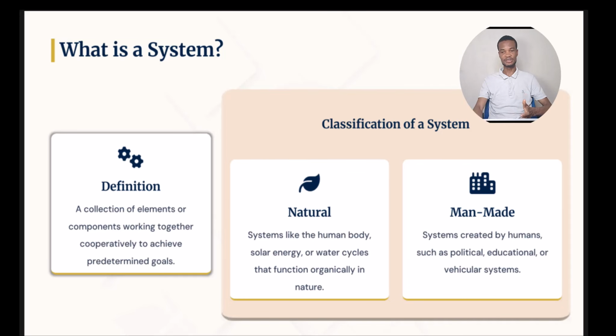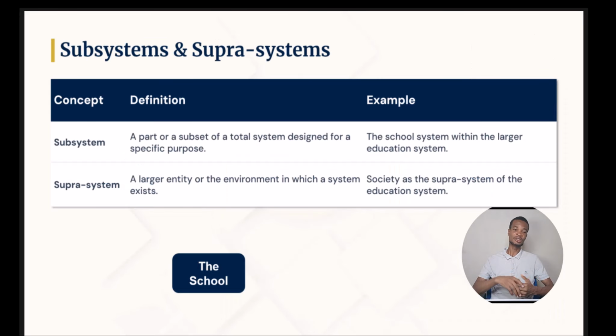What other classification? A system can also be classified by size. We call these two classifications subsystem and supra-system. So what is a subsystem? A subsystem is a part or a subset of a total system designed for a specific purpose. A subsystem is a part of a total system, or a subset of a complete system that is designed for a specific purpose.